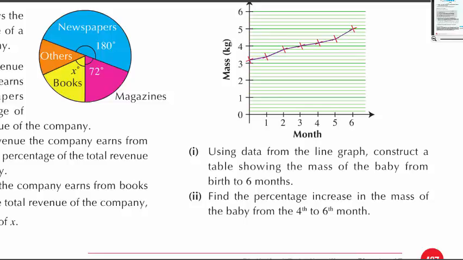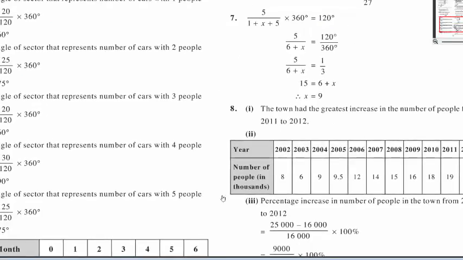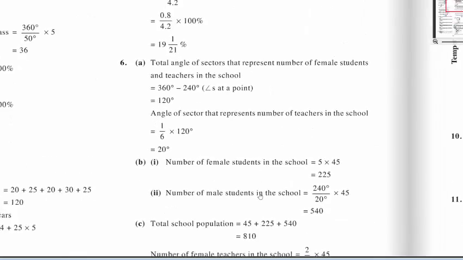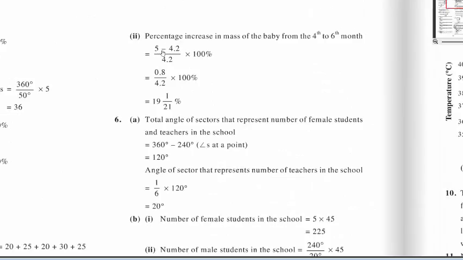Okay, so you will have to take the increase, 5 minus 4.2, over the original value, which is 4.2, times 100%. So the answer is a fraction, 1 over 21%. So kindly mark your answers.